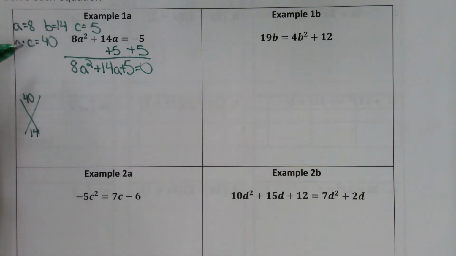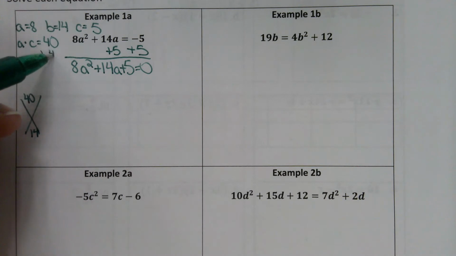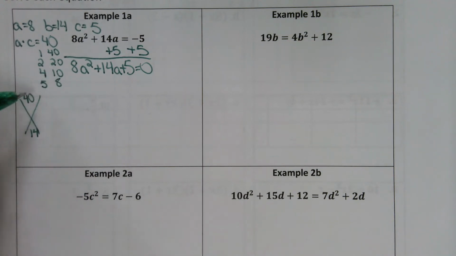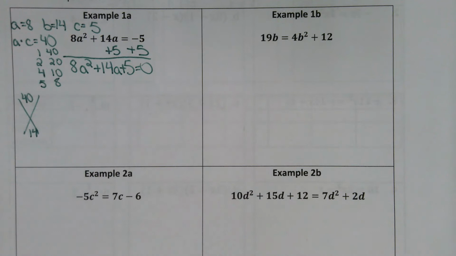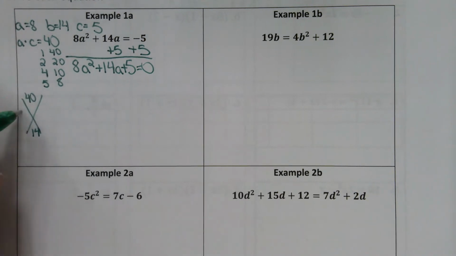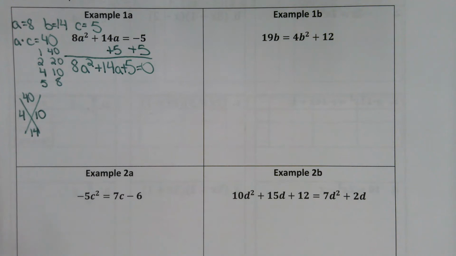The factors of 40 include 1 and 40, 2 and 20, 3 does not work, but 4 and 10, 5 and 8 work, and those are all of the factors. We want them to multiply to be a positive number, so 2 positives or 2 negatives will work, and add to be a positive number. So we want to leave them as 2 positives. That means that 4 and 10 is going to be my pair.